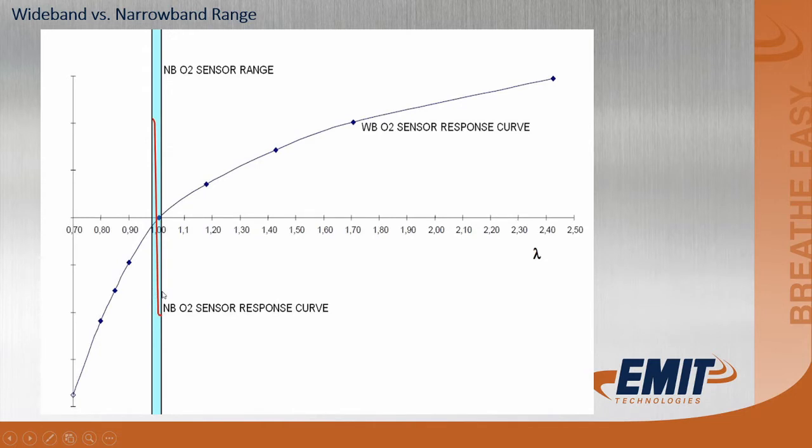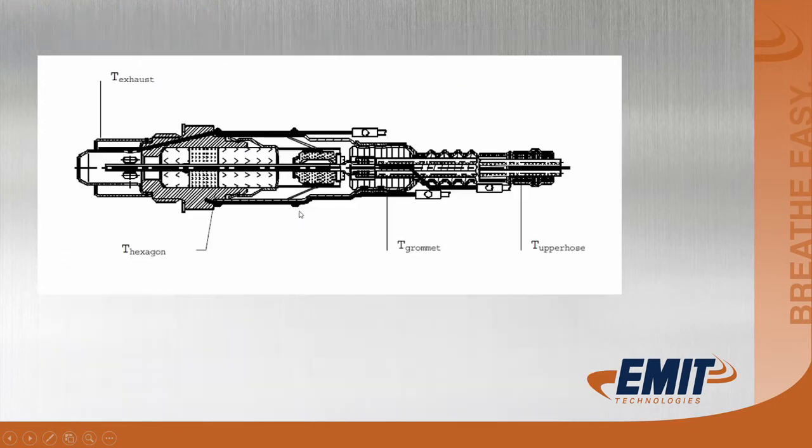This slide shows the voltage drop on a narrowband versus the lambda reading on a wideband sensor. Much bigger window for the wideband, but the narrowband is a much more robust sensor, will survive a much rougher, or hostile, environment than the wideband sensor. The wideband sensor is not near as robust.